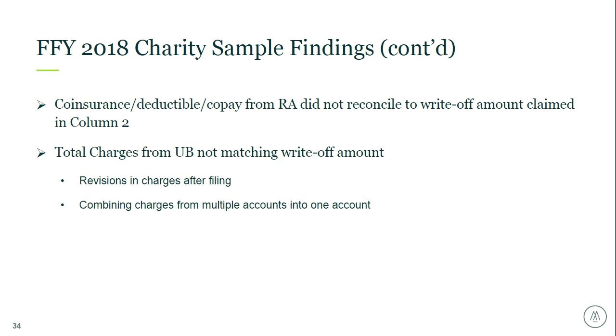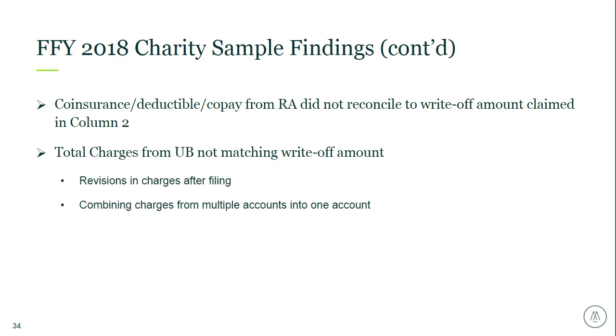Continuing on to the sample findings, another noteworthy item found during the reviews was that insured discounts claimed in column 2 were not always related to coinsurance and deductible as per the S-10 instructions. After reviewing the remittance advices and EOBs, charity care write-off amounts were determined to include insurance denial charges, non-covered charges, or even limited benefit charges that should have been reported in the uninsured column.